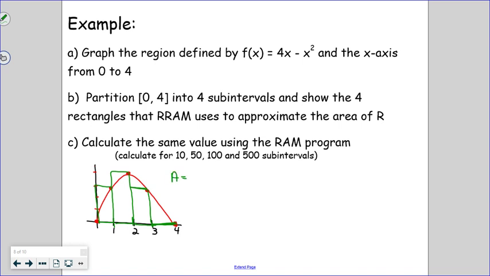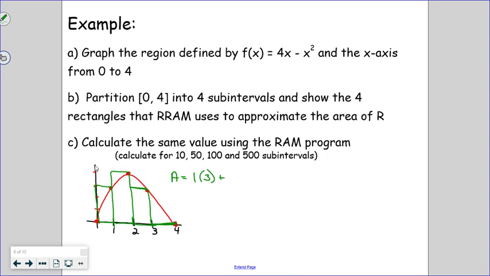I just find the area of each of those rectangles. So base times height. And again, I'll stress, guys, the height comes from the function itself, right? The height is when I plug 1, for this particular one, into the function. Where did it end up right here? It ended up at 3. That's the height of that rectangle. So it'd be 1 times 3.